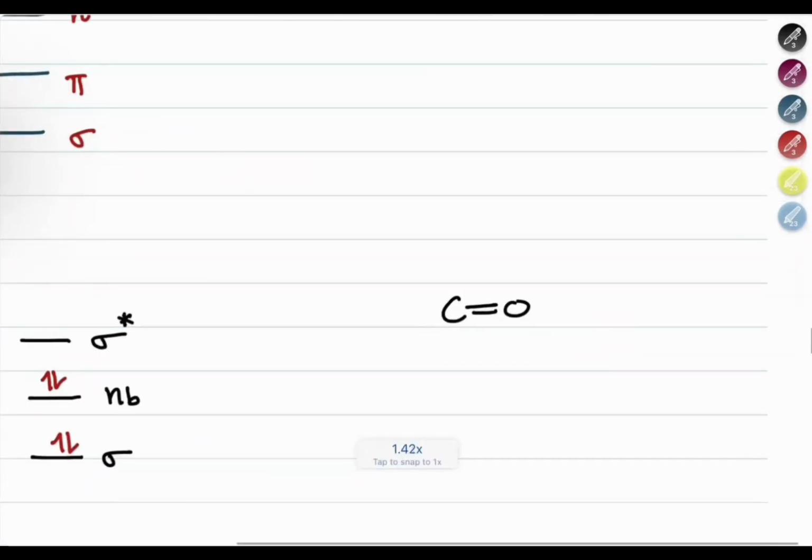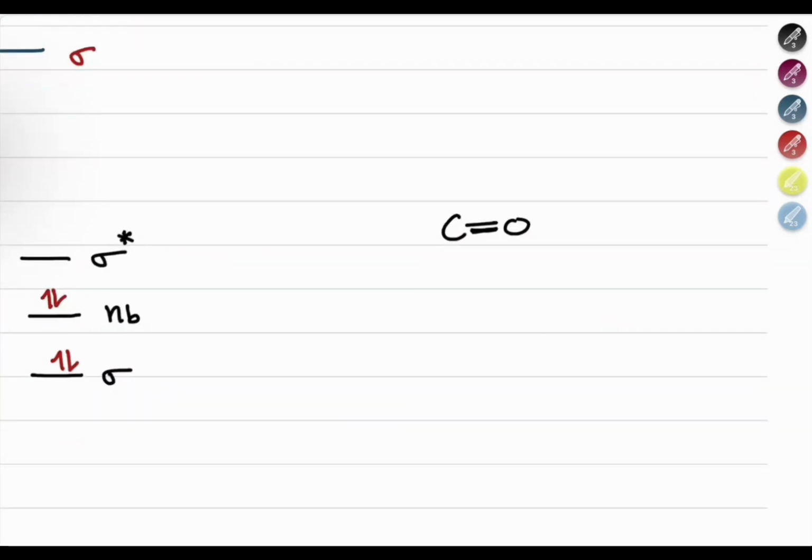And now if you have a C double bond O bond in our molecule, here we have a sigma bond between carbon and oxygen. So there will be a sigma orbital. If a sigma orbital is there, there will be a sigma star orbital also.